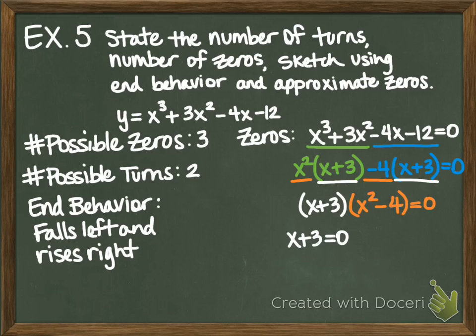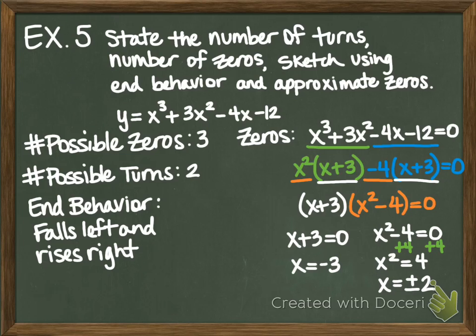We set each factor equal to 0, and we're going to solve. So if x plus 3 equals 0, then x equals negative 3. X squared minus 4 equals 0, so that means x squared equals 4. If I take the square root of that, that means that x equals the positive and negative 2, or the square root of 4, which is the positive and negative 2. So here's my three solutions, negative 3, positive 2, negative 2.